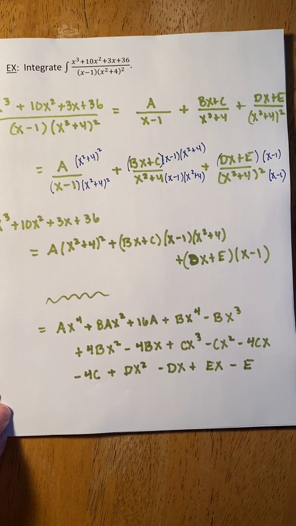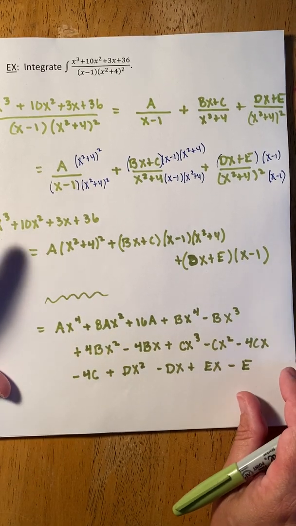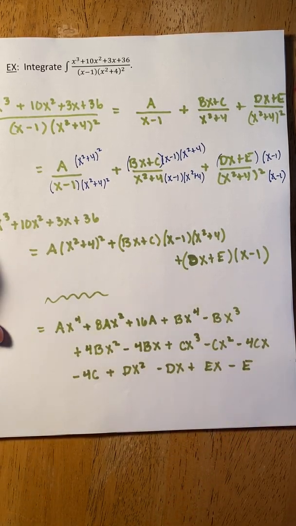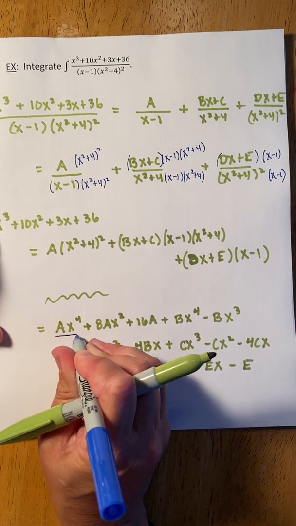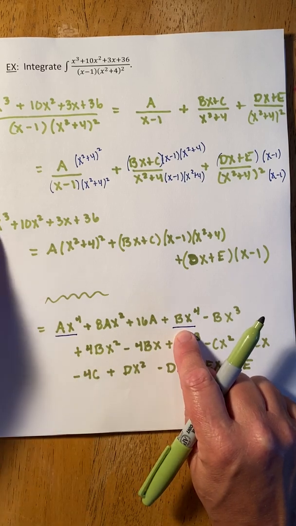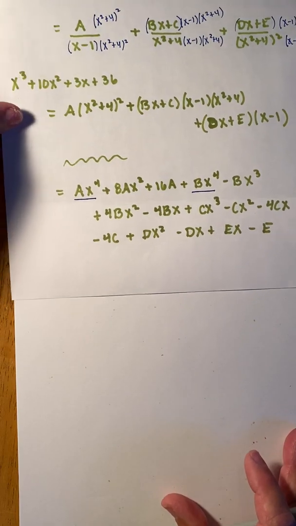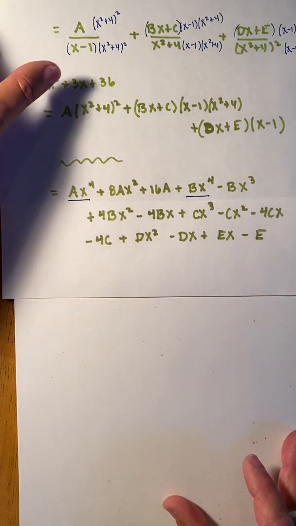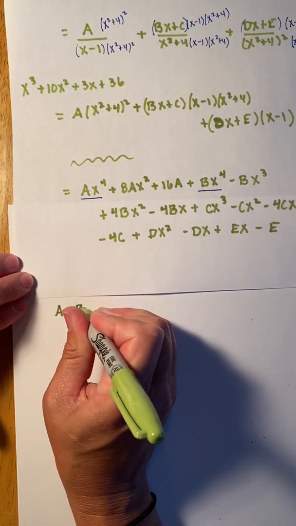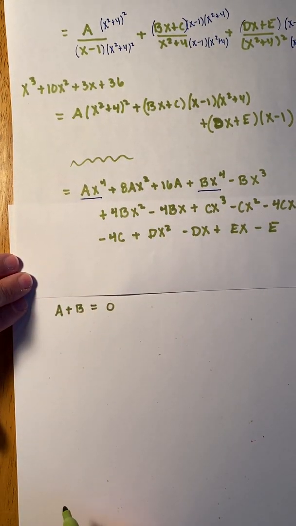Yikes. So now we have to match that up with this guy. So let's really take our time here. Let's look at the x to the 4th terms. Notice there's no x to the 4th terms here, but we have two x to the 4th terms here. So these two, a plus b, must equal 0 because we don't have any x to the 4th terms up there. So let's write that down. The coefficients in front of x to the 4th, a plus b, have to equal 0.